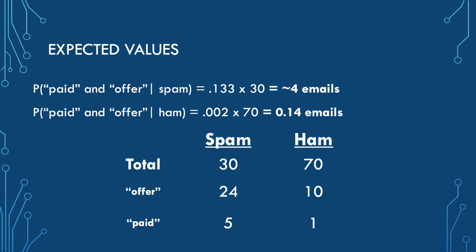So let's estimate the number of emails we're expecting to see in each category that contain both paid and offer. Since the probability that a known spam email contains both paid and offer is 0.133, and we have 30 spam emails in total, we can estimate that roughly 4 of these emails will contain both. Likewise, since the probability that a known ham email contains both paid and offer is 0.002, and we have 70 ham emails, we estimate that 0.14 emails that are ham will contain both these expressions.